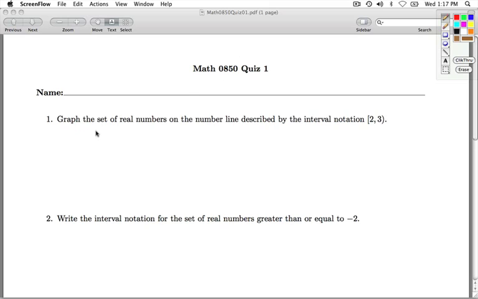Number 1, we're asked to graph the set of real numbers on the number line described by the interval notation [2, 3). So we'll go ahead and sketch our number line. We'll put on the number 2 and the number 3.